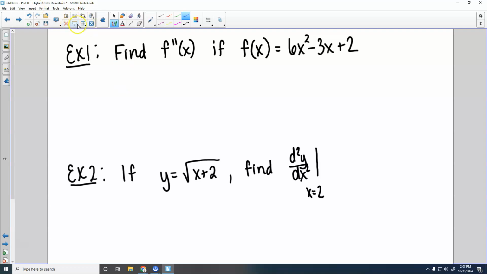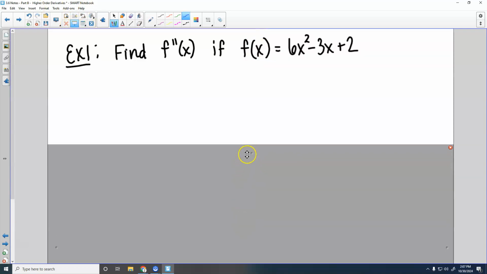So here is our first example. We're finding the second derivative for f of x equals 6x squared minus 3x plus 2. And so with higher order derivatives, you're just finding the derivative two times, right? That's all you're doing. If you have a problem like this, it is going to be pretty simple, because the first derivative is just a power rule problem. So for that one, what do we get?